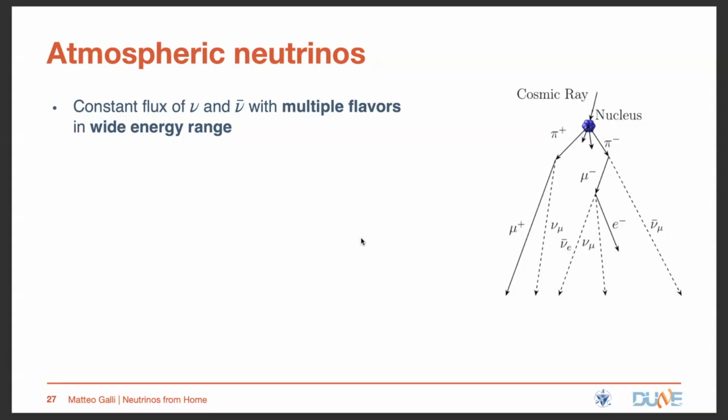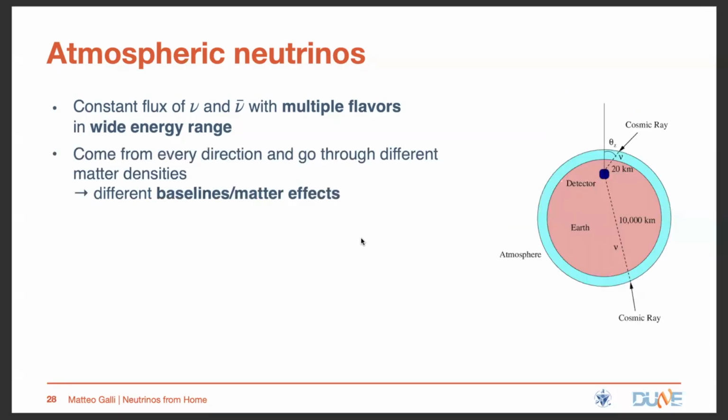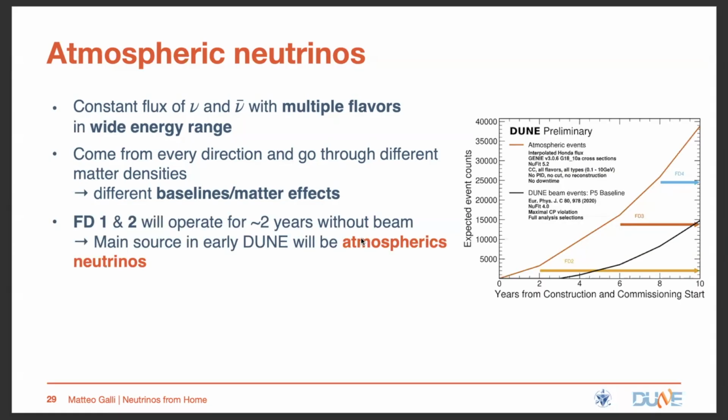Speaking about atmospheric neutrinos, we know that cosmic rays provide a constant flux of multiple flavor neutrinos and antineutrinos with a wide energy range up to several TeV. And these neutrinos arrive from all zenith angles and pass through various layers of matter.